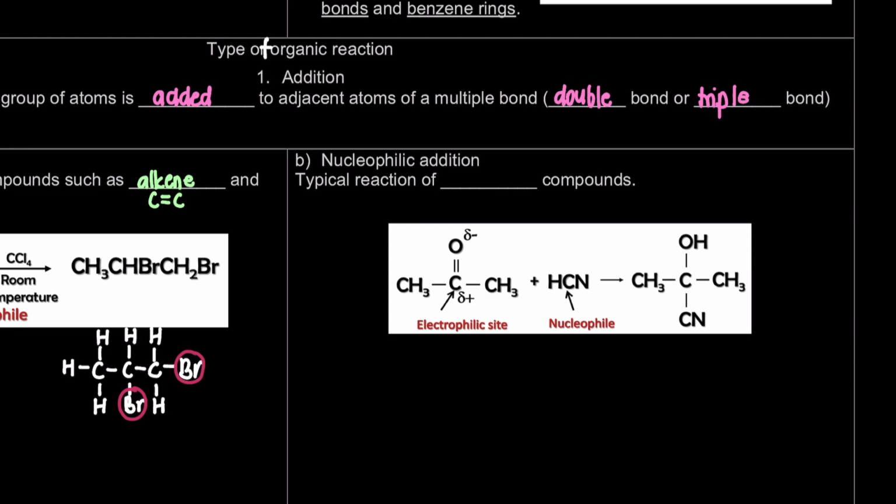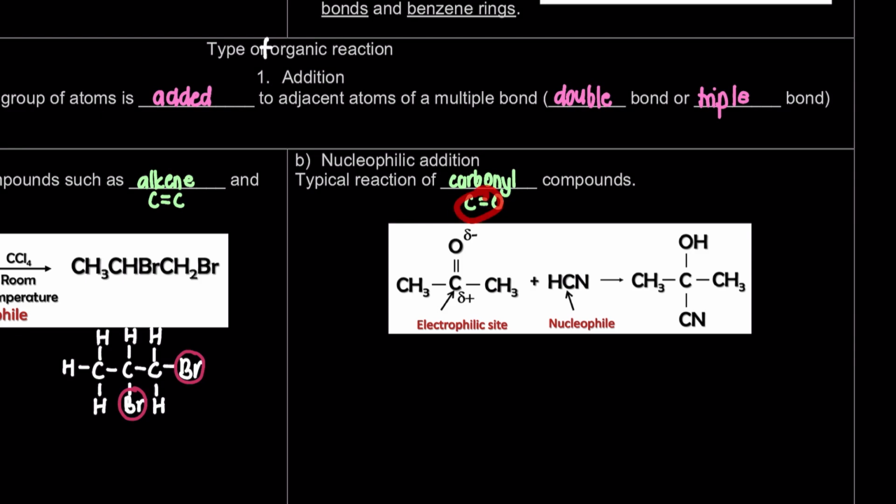For B, it is nucleophilic addition. Nucleophilic addition is a typical reaction of carbonyl compounds. So what is meant by carbonyl compound? It means that the carbon itself is attached to oxygen, and it must be C double bond O.